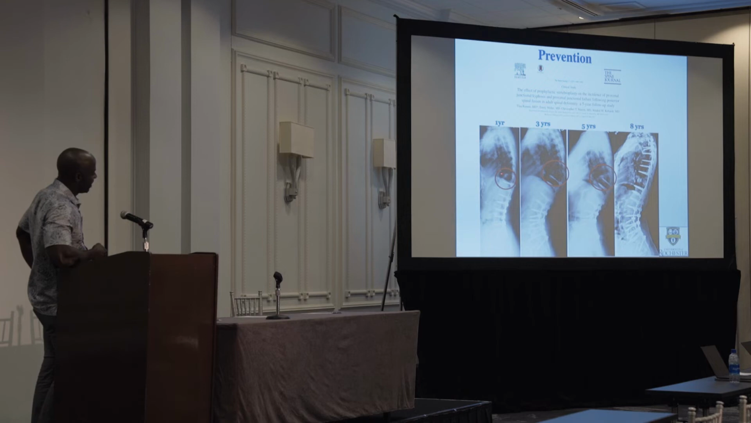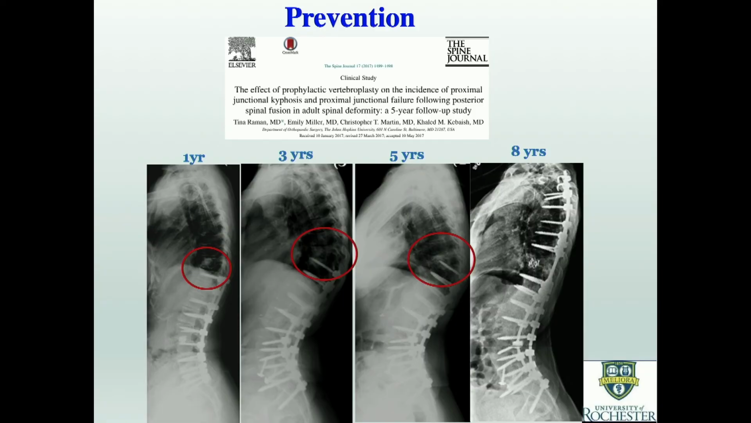But clearly, in this case you see the patient had a vertebroplasty at 1 year, had some PJK, but asymptomatic. At 3 years, started developing some more progressive PJK, and you see at 5 years, developed more of a proximal junctional failure now, and the patient had a PSO and extension to the upper thoracic spine with hooks at the top.